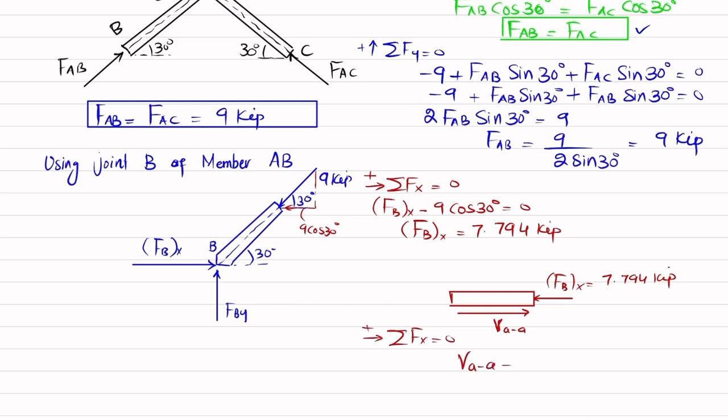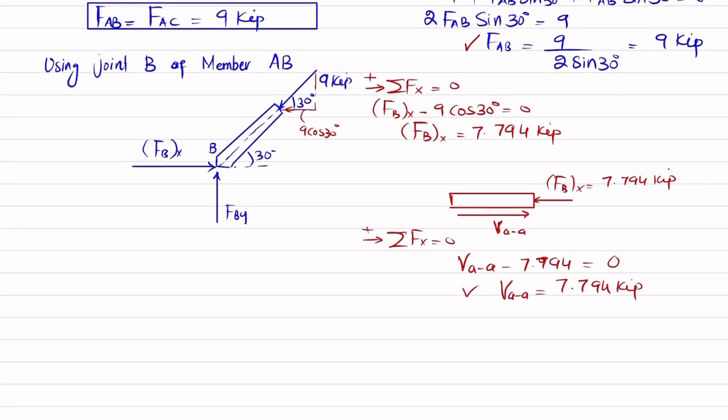So VAA minus 7.794 is equal to 0. So VAA means shear force, horizontal shear force, will also be equal to 7.794 kip. Now you have both this normal force in member AB and shear force. So what we are going to do is find the allowable stresses.